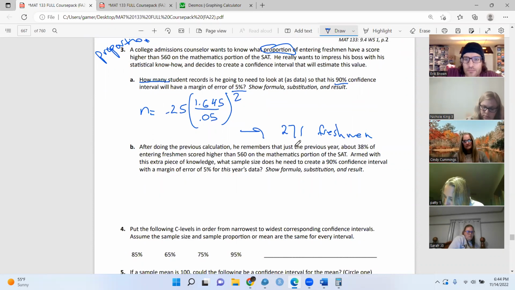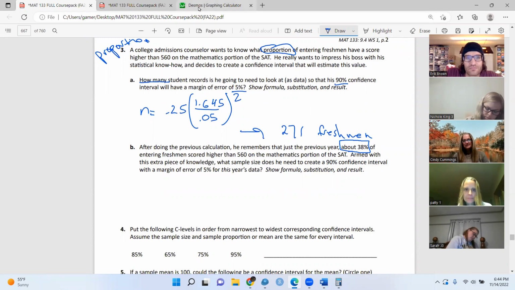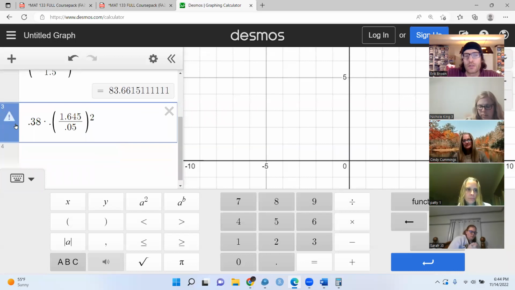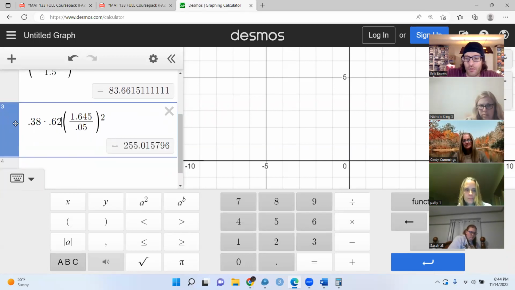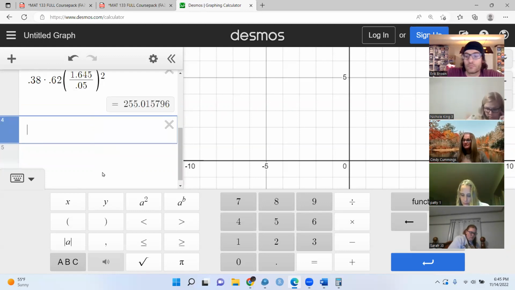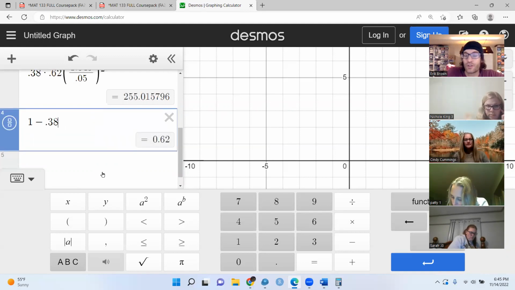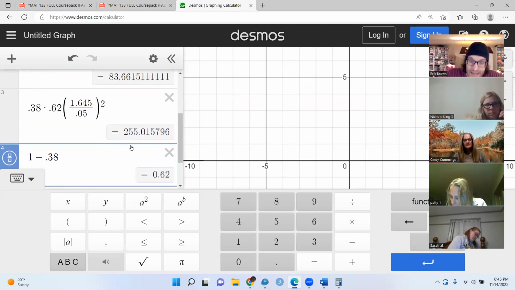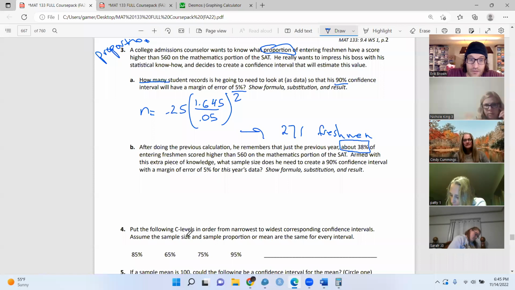How is B different? What is this 38%? P hat. So now we do 0.38 times 0.62. Everyone know where I got the 0.62 from? 1 minus P hat equals Q hat. Notice, well, actually, you all tell me, what's the final correct answer for B?